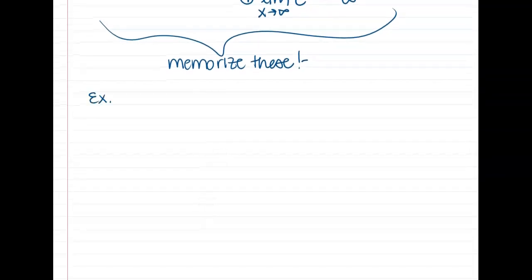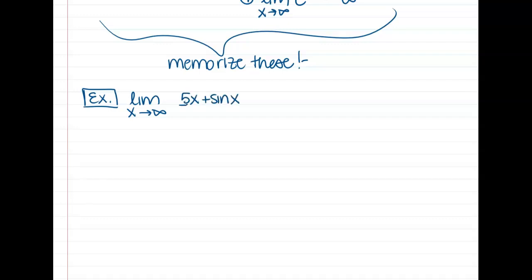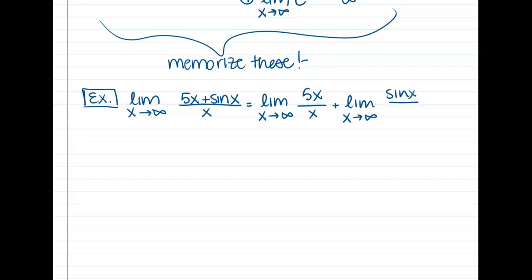So for example, if you have the limit as x approaches infinity of 5x plus sine x over x, if you look at it, it's kind of like infinity over infinity, sort of, so we really can't do anything with that. So we're going to have to simplify. So this is the same as the limit as x approaches infinity of 5x over x, so we're just kind of splitting it, plus the limit as x approaches infinity of sine x over x.